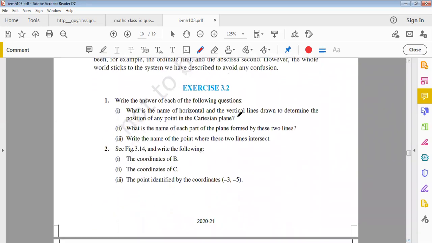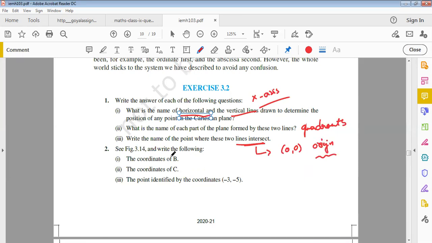What is the name of the horizontal and vertical lines drawn to determine the position of any point in the Cartesian plane? See, the horizontal line is called the x-axis and the vertical line is called the y-axis. What is the name of each part of the plane formed by these two lines? They are called quadrants. Four parts are formed. Write the name of the point where these two lines meet. These two lines intersect at one point that is called the origin, (0, 0), because at that point, x value and y value both will be 0.